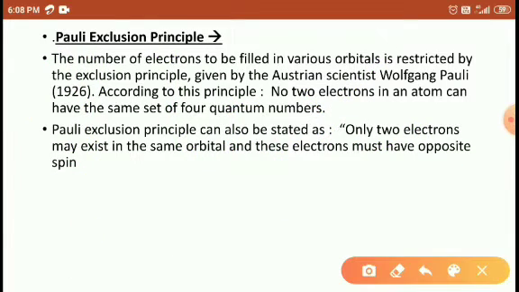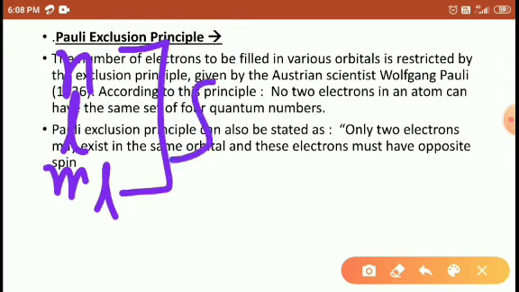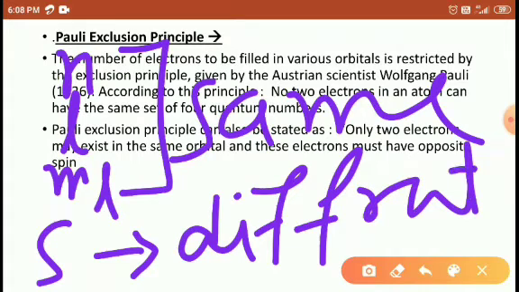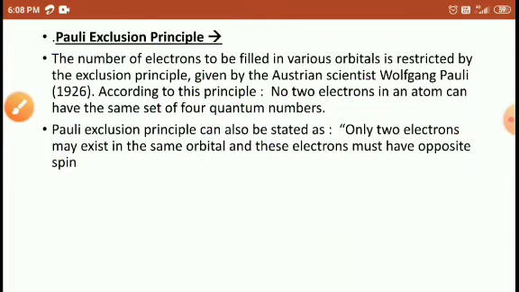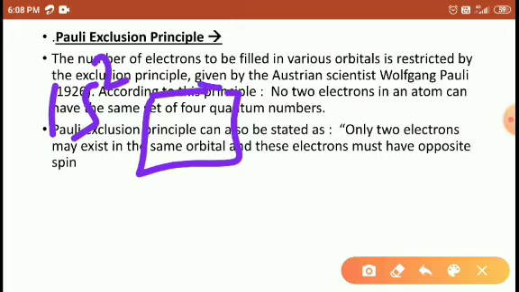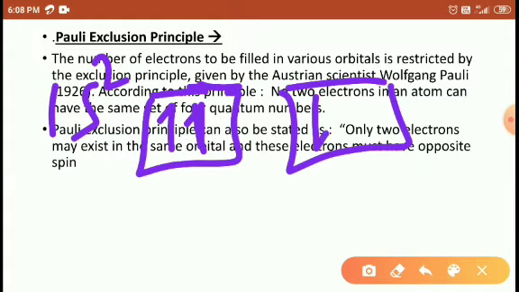Right, students? If the principal, azimuthal and magnetic quantum numbers are the same, then the spin quantum number must be different. Look here, students. For example, take the 1s orbital, 1s squared, the electrons present in 1s. Both electrons cannot be occupied in a clockwise manner, or both in an anti-clockwise manner. So this is the wrong method, right?